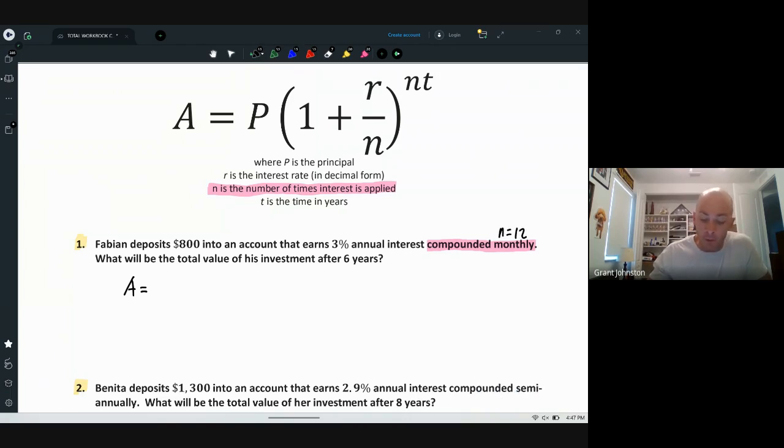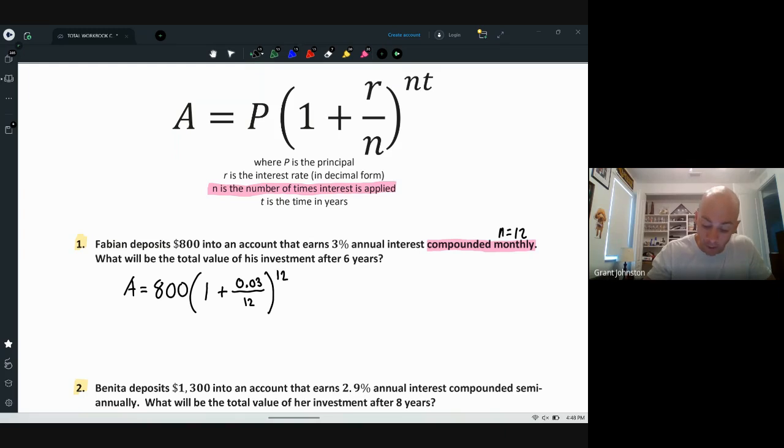So A equals. So P is the principal amount. So 800, parentheses 1 plus the rate is 3%. So that's the R. So I'm going to go 0.03. We got to write it as a decimal, divided by the number of times it's compounded, which N is 12. We just talked about that. So we're doing that 3% divided by 12 because it's being compounded monthly, to the power of N times T.